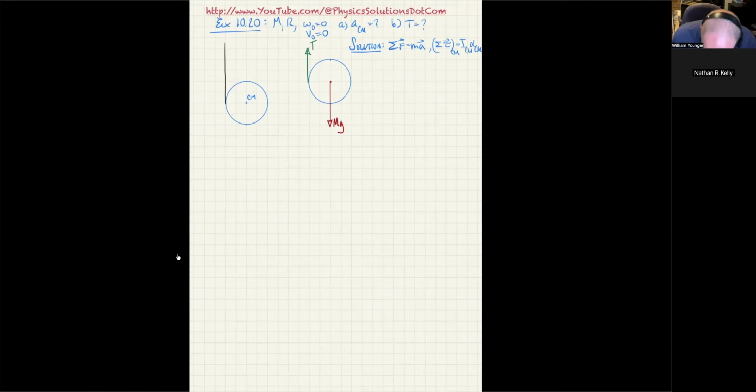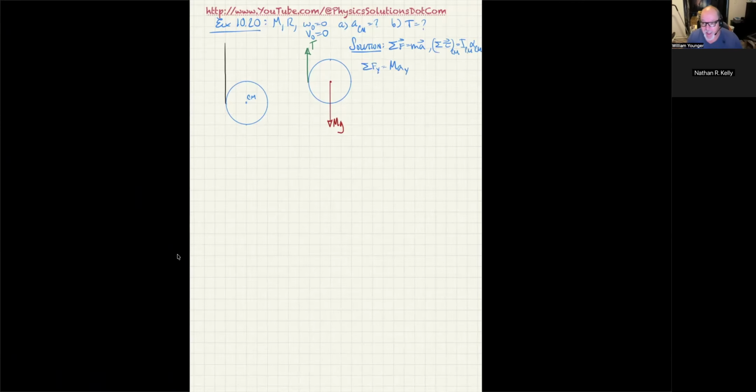But first off, using this free body diagram, let's figure out exactly what the summation of forces in the y direction is equal to, and then let's figure out what the summation of the torques around the center of mass is equal to. So I'm going to start off with the summation of the forces in the y direction equals mass times acceleration in the y direction. I'm not going to subscript that y.